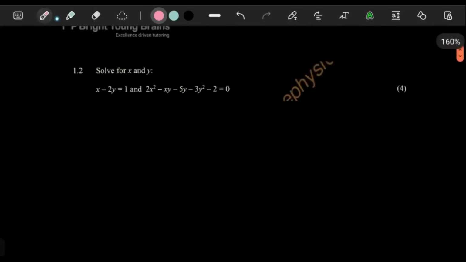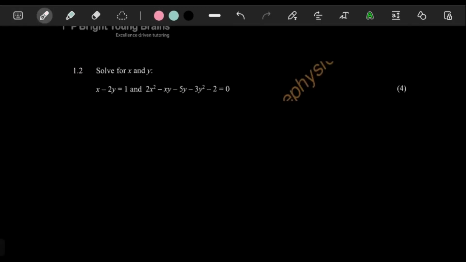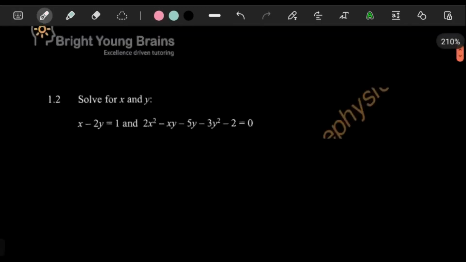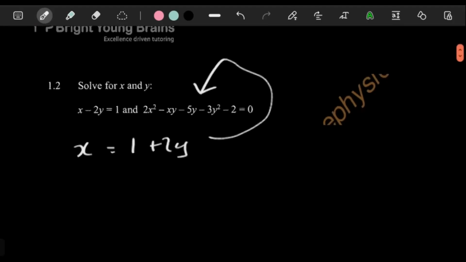1.2 simultaneous equations, as always expected. The 4-mark question. So, the way it's looking, yeah, let's just isolate x. 1 plus 2y. Now here we're going to throw this into this equation. You see? So wherever x is, we're going to throw in the 1 plus 2y.